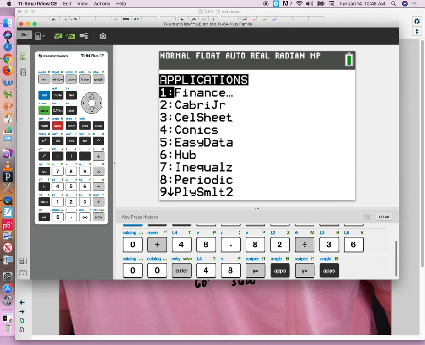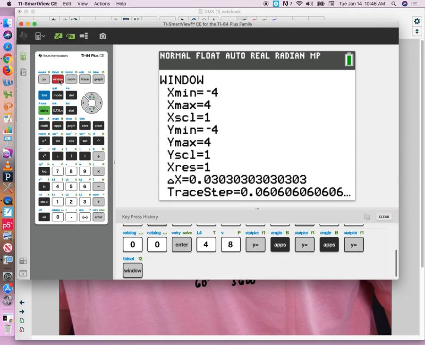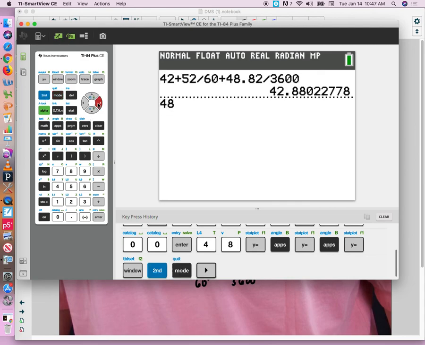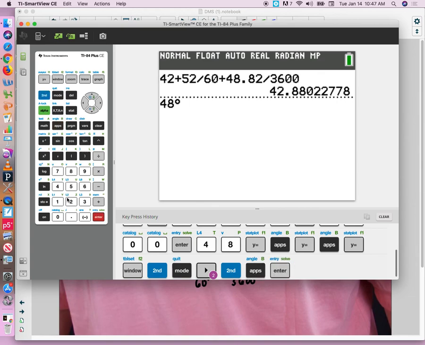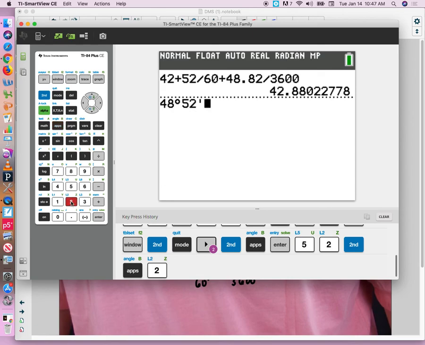What should be there? Hang on. You probably see it, I just don't. All right, 48. There we go. Do you see there's a little degree circle? Then I can go 52, second angle, and I can use the minutes, but I didn't see seconds. So then I can go 82.82, or 48.82, sorry.